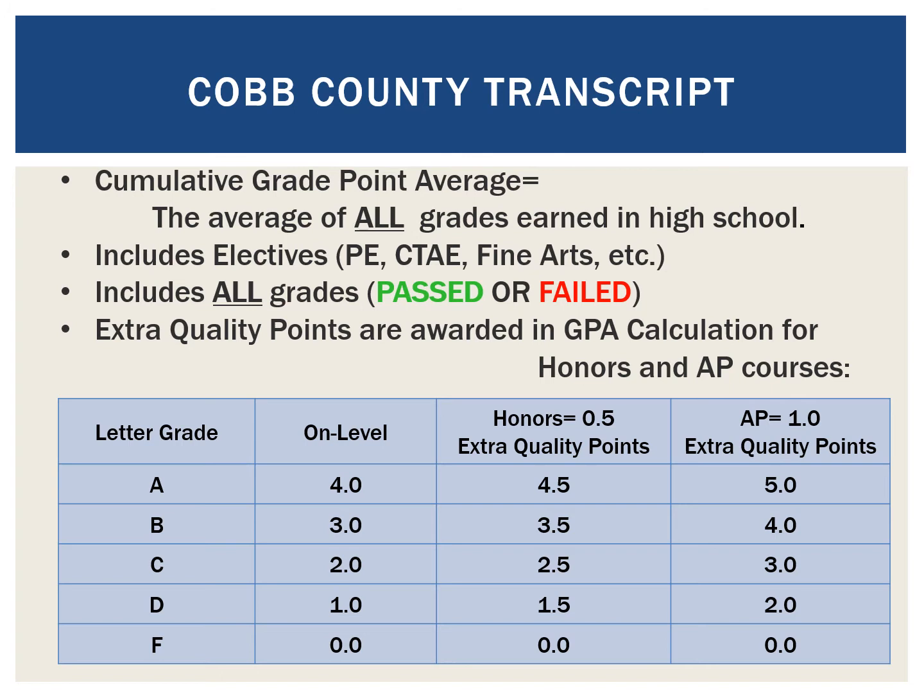AP classes in Cobb County are awarded a full quality point extra in the GPA calculation. So students who take an AP class and get an A, it is worth a 5 because you're given an additional quality point added instead of it being worth a 4 if it's an on-level class. Just so that's something I wanted you to be aware of.